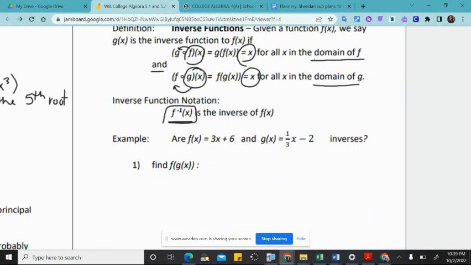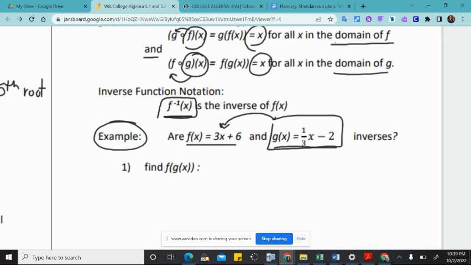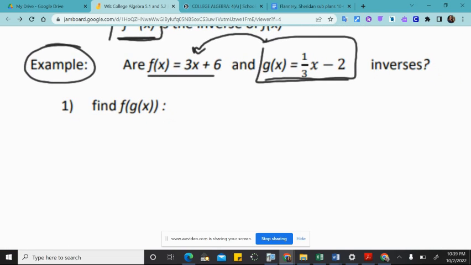So when they ask this example here, are f of x and g of x inverses of each other? Okay, well, the way we figured out is we take one and we plug it into the other one and see if we get x. Then we do it in the other order and see if we still get x.